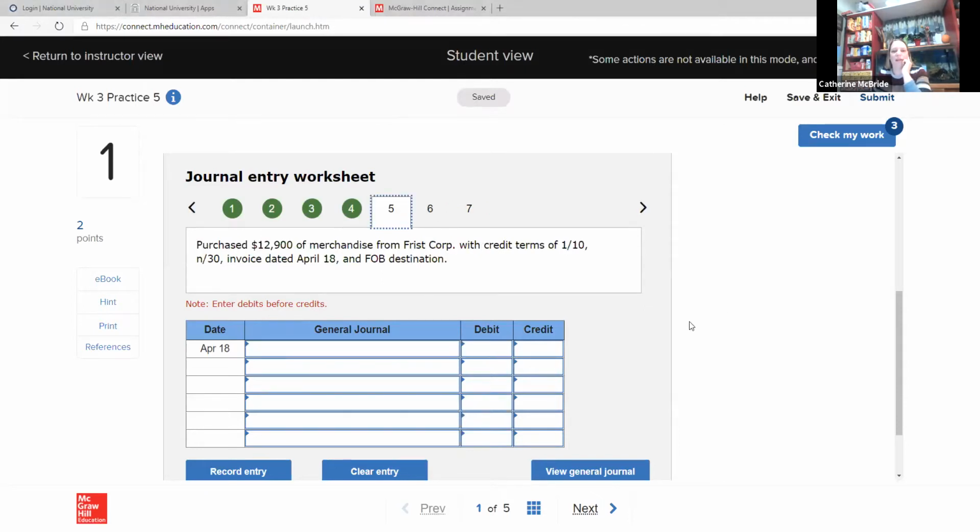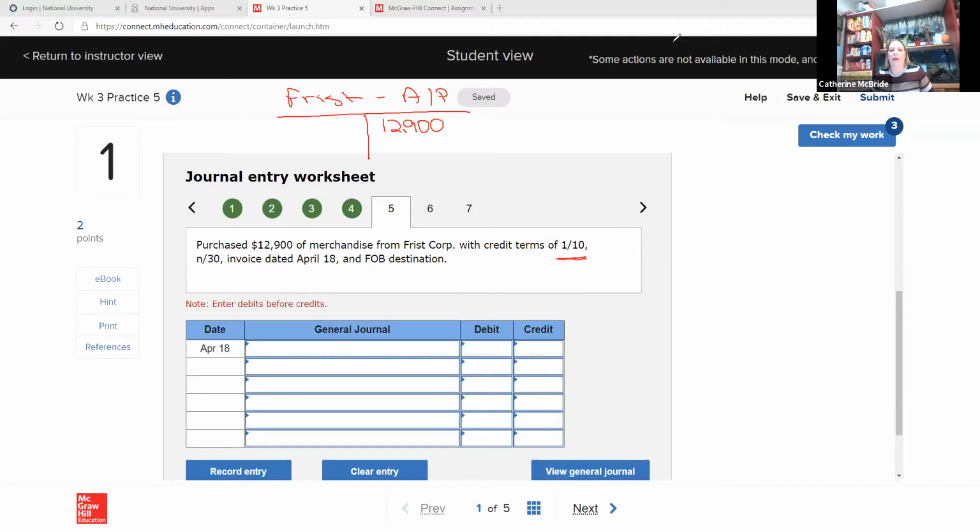Okay, number 6, same thing. Now we've purchased $12,900 worth of inventory from Frist Corporation. So I'm going to do my T account here because I know I'm going to need it for payment. So we're still purchasing, it's still accounts payable, and this is $12,900. But this time, my terms are 1% discount if paid within 10 days.